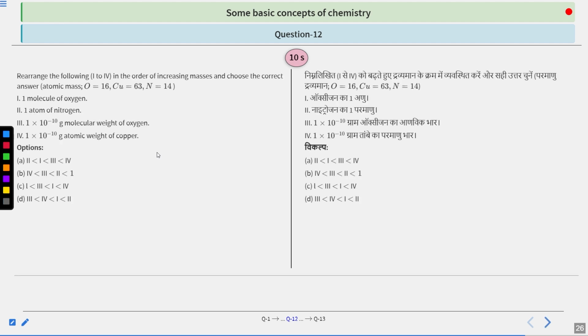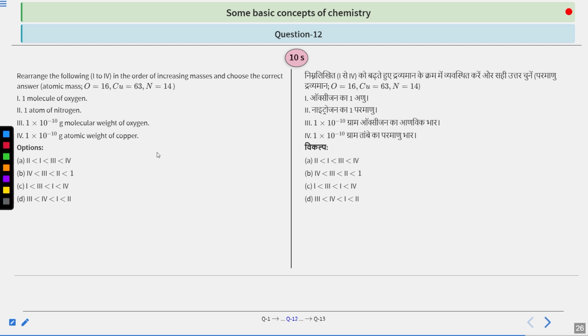Question number 12: rearrange the following 1 to 4 in the order of increasing masses and choose the correct answer. The atomic mass for oxygen is given as 16, for copper 63, for nitrogen 14. The first is one molecule of oxygen, the second is one atom of nitrogen, the third is 1 into 10 to the power minus 10 gram molecular weight of oxygen, and the fourth is 1 into 10 to the power minus 10 gram atomic weight of copper.